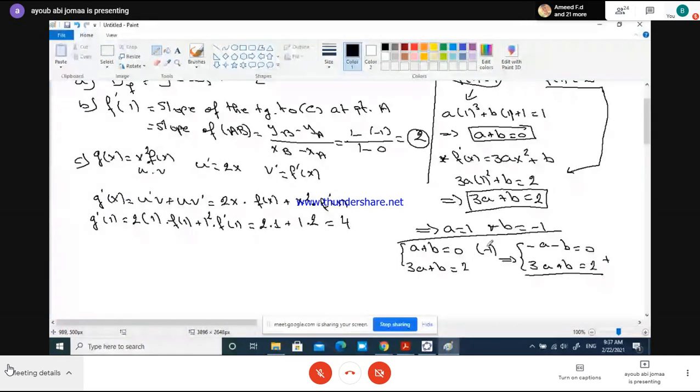Now if you add -a plus 3a, it's 2a. -b plus b is 0, plus 2, 2, and then a is equal to 1. Once you have a equal 1, replace in any of these two equations, you get b equal -1. When you get a equal 1, replace in any of these two: 1 plus b equals 0, then b equal -1.